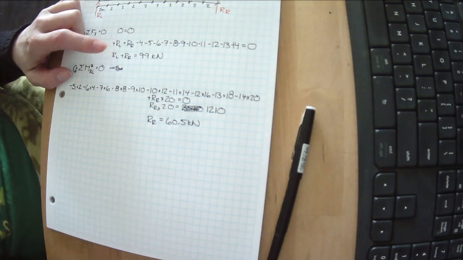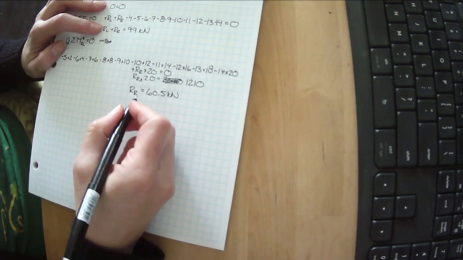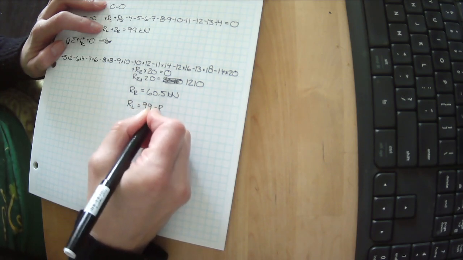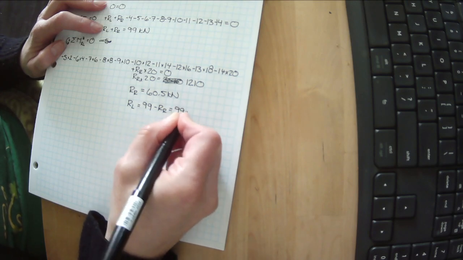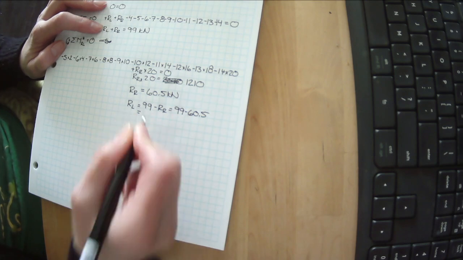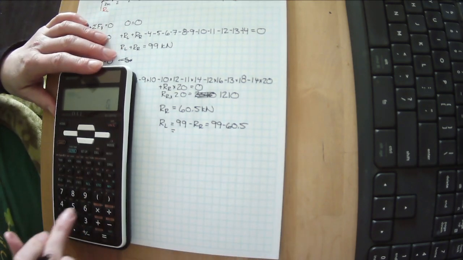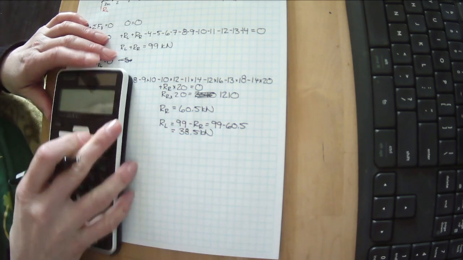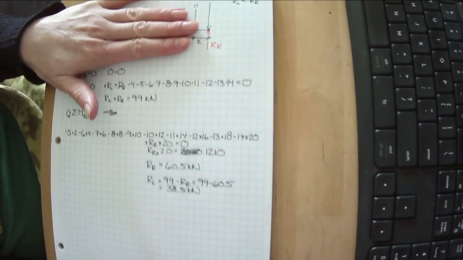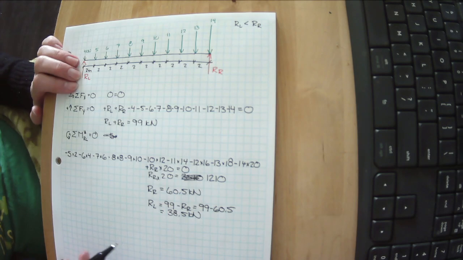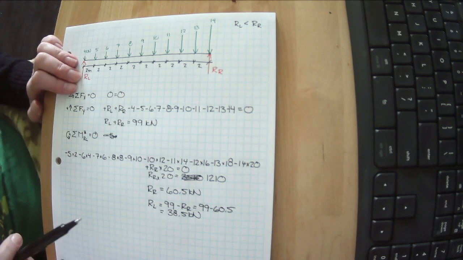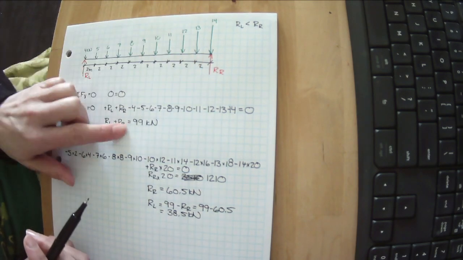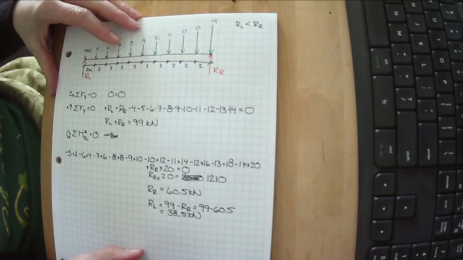Well, look at this. We have this equation here. RL equals 99 minus RR, or 99 minus 60.5, which gives us 38.5 kilonewtons. So for this beam to be in equilibrium, the left end needs to be able to support 38.5 kilonewtons, and the right end needs to be able to support 60.5 kilonewtons. The total of that is 99 kilonewtons, which is what's trying to push down into the center of the Earth with this.